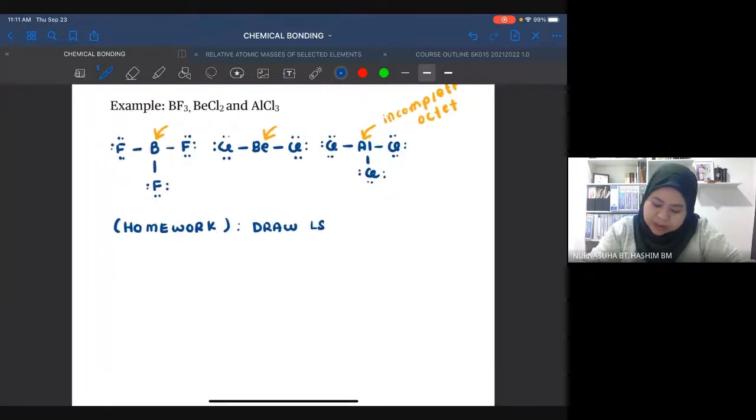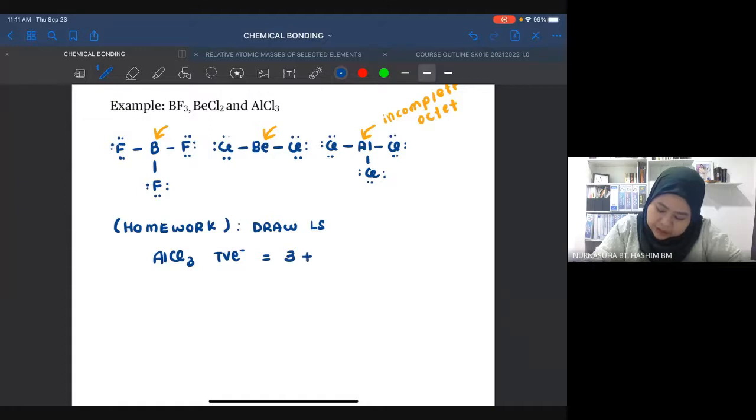Contoh, Madam ambil AlCl3 ya. So, kita kira total valence electron dia. So, aluminium 3, chlorine 7 times 3.